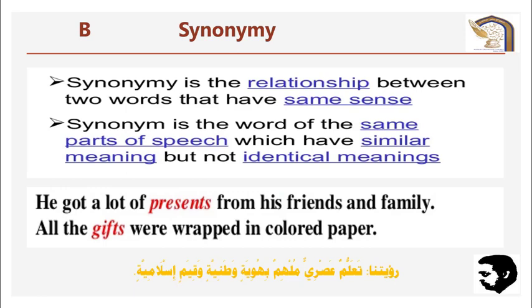Synonymy. Synonymy is the relationship between two words that have the same sense or meaning. So a synonym is a word of the same part of speech which has similar meaning but not identical meaning. Look at the example here. He got a lot of presents from his friends and family. All the gifts were wrapped in colored paper. So here the two words presents and gifts have the same meaning, so they are called synonyms.